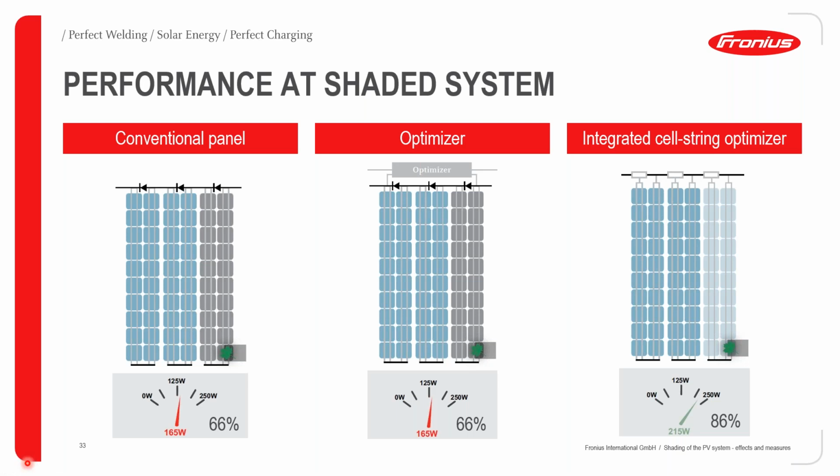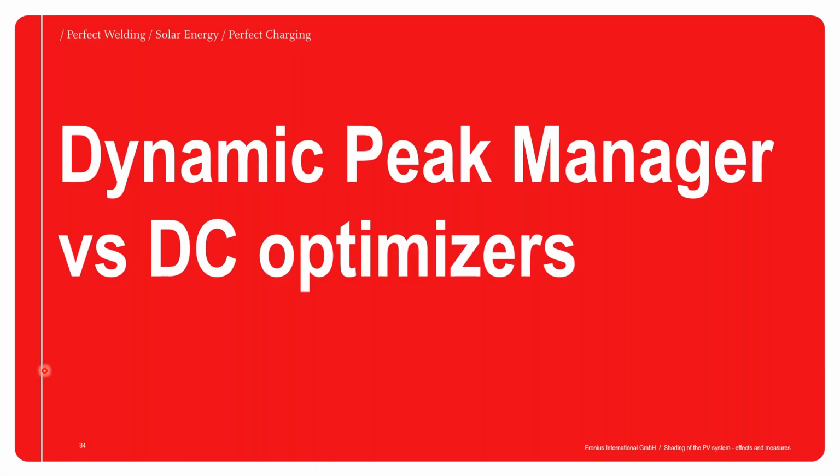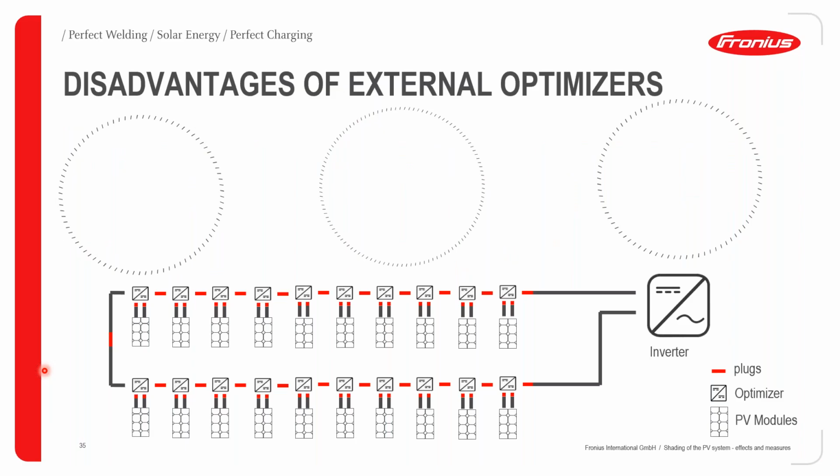Going further, let's now look at the dynamic peak manager versus the DC optimizers. So I think there is a lot of argument for and against the DC optimizers, but in general, what has been studied, and we are going to look at an example of such an independent study, is that using a DC optimizer in an installation really does not give you that much benefit in terms of the actual system yield.